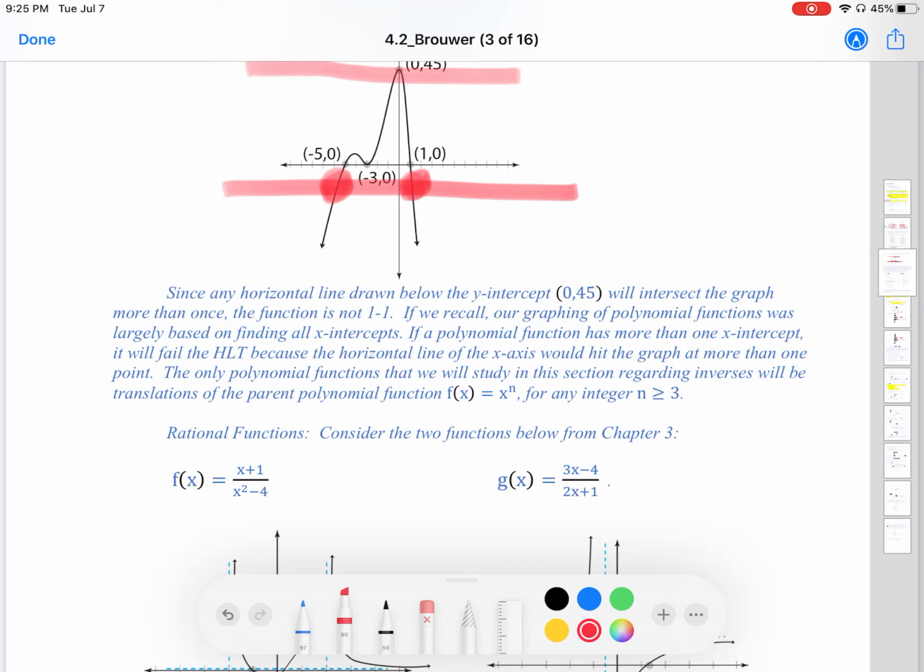If we recall, our graphing of polynomial functions was largely based on finding the x-intercepts. If a polynomial function has more than one x-intercept, it will fail the horizontal line test, because the horizontal line of the x-axis would hit the graph at more than one point. The only polynomial functions that we will study in this section regarding inverses will be translations of parent polynomial functions.